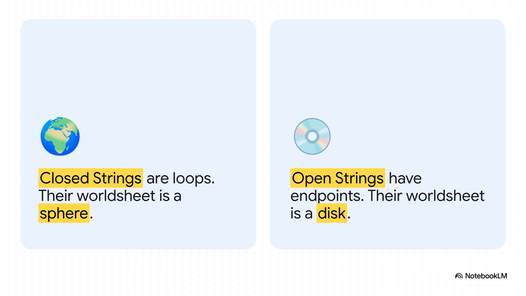We've got two main characters in this cosmic play. First up, you have your closed strings. These are complete loops, right? When they interact, their world sheet is a totally seamless surface with no edges, no boundaries, basically a sphere. Then you've got open strings, which, as the name suggests, have two distinct endpoints. Their world sheet is a surface with a boundary, kind of like a flat desk.